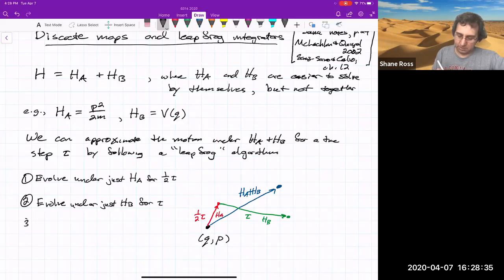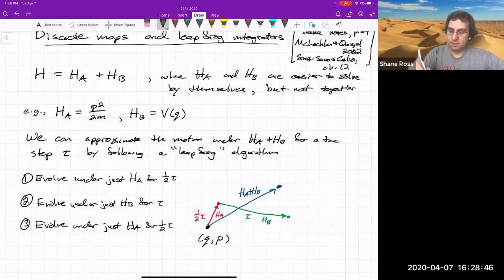And then the final step is you evolve under just HA for half a time step again at this new location. So from this new location, for half a time step, we'll end up pretty close. So let's say we'll end up here. There's some small error.